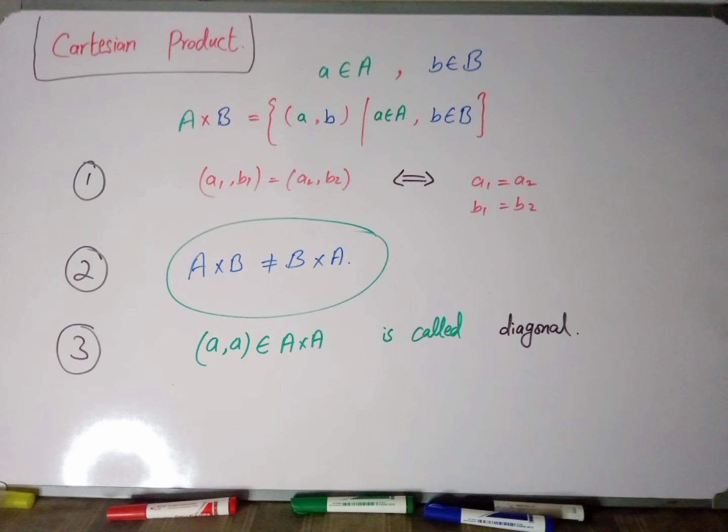So at first, we will discuss the definition of Cartesian product of two sets. Where a belongs to the set A and b belongs to the set B. The Cartesian product of the sets A and B is a set having elements in the form of ordered pairs as shown. Where two such ordered pairs are equal if their corresponding elements are equal as shown. Also keep in mind that A cross B is not equal to B cross A. The ordered pair, which has same elements, is called diagonal of the product.